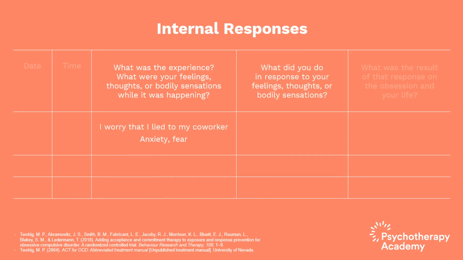The second column is what did you do in response to your feelings, thoughts, or bodily sensations? And so for this person, this might be something like, I felt really uncomfortable with it. I was angry that I was feeling that way, or I just felt really frustrated and tired because I don't want to be dealing with this again. I don't want to think about this. It could be that they responded with, I might have lied. I really need to go make sure and take care of that. I need to go talk with them. So those are more internal responses.